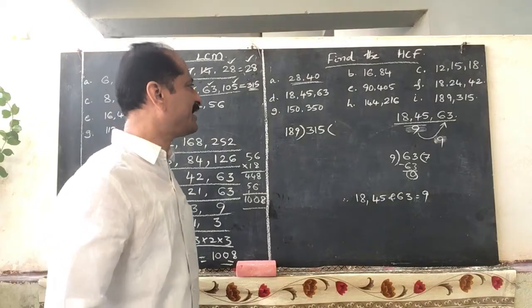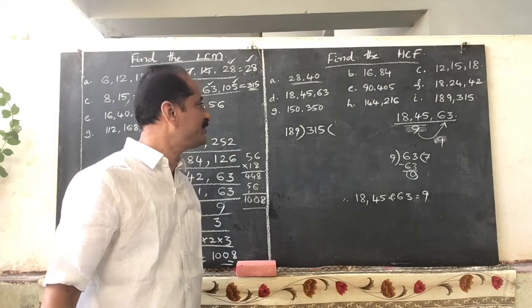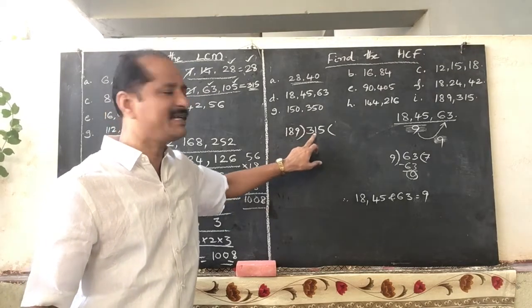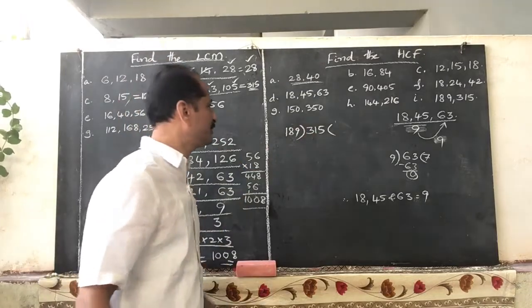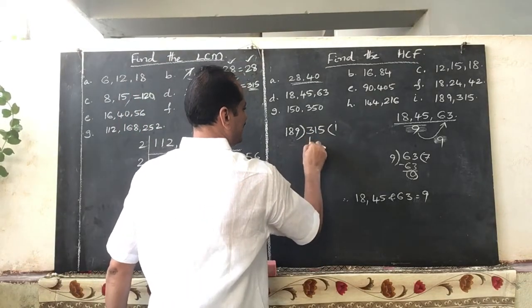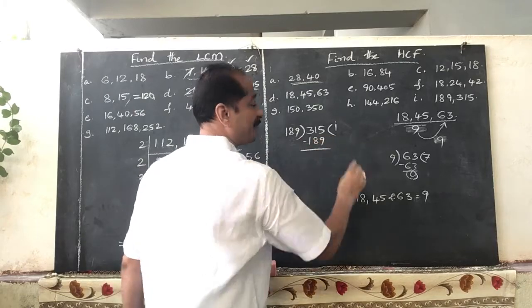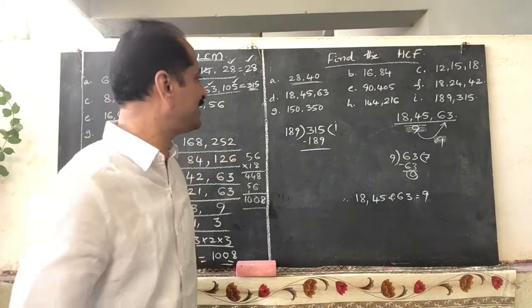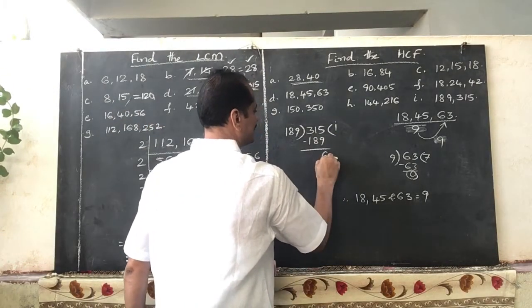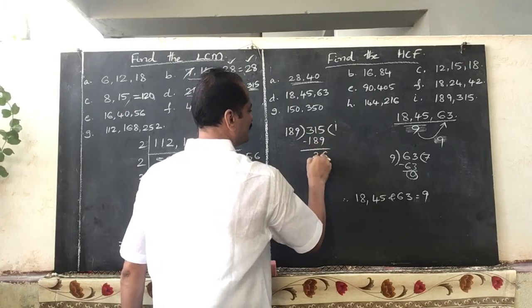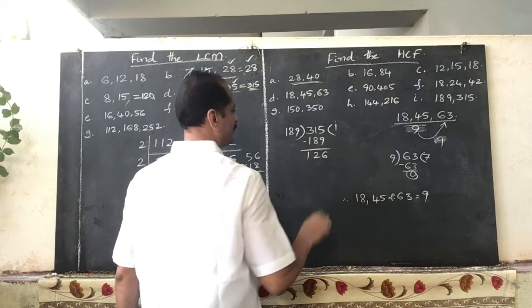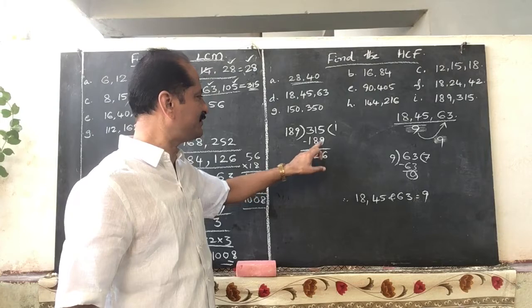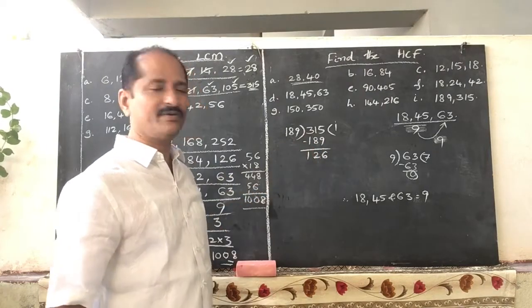Now 315 divided by 189. 189 is nearer to 190. 19 2s are 38, but here it is not possible. So one time it is divisible. 189 1s are 189. How much should be the remainder? Whenever you are dividing, the remainder should be less than the divisor. So 15 minus 9 is 6, 10 minus 8 is 2, 2 minus 1 is 1. Remainder is 126.